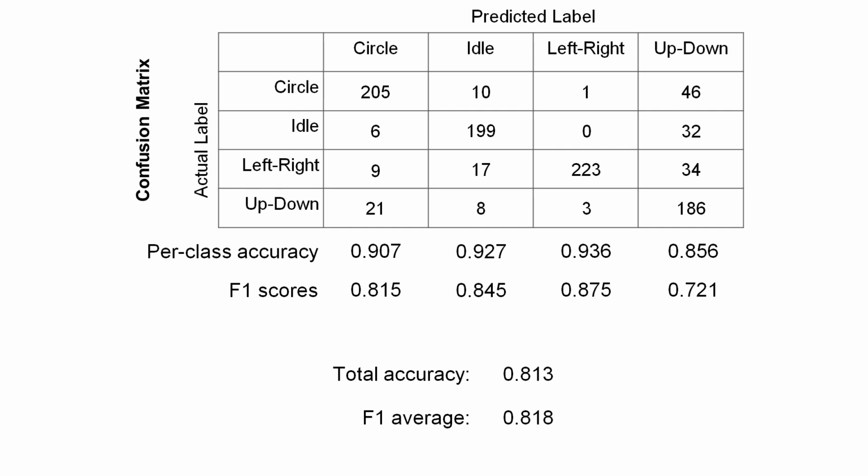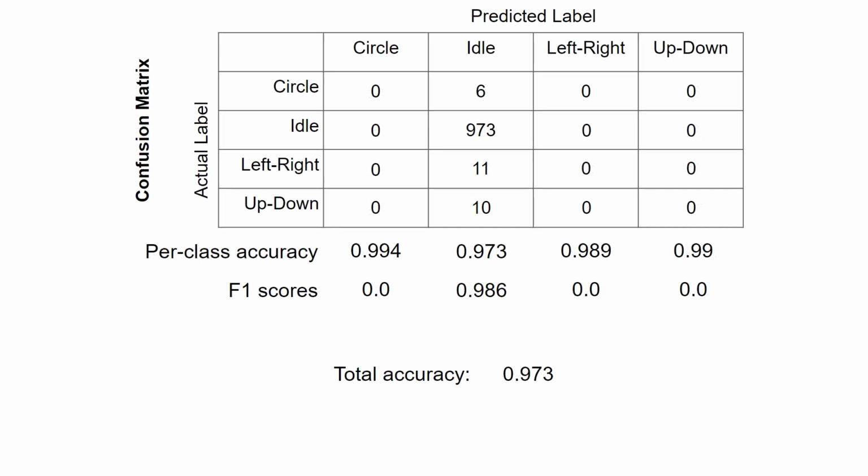Let's go back to our naive classifier. We already found out that it has a total accuracy of 97.3%, which sounds great. Even if you look at the per class accuracy scores, this classifier looks amazing. Things change when you start using the F1 scores, however.